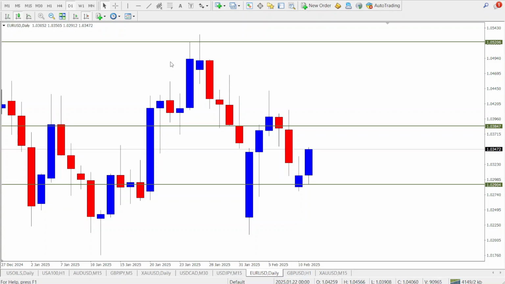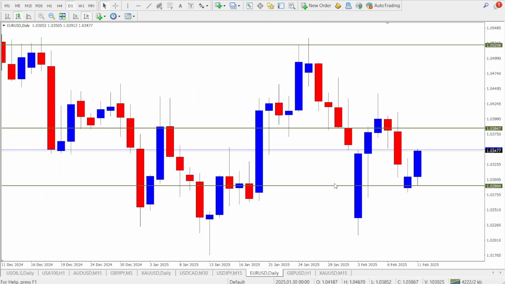Also make use of round numbers. We have psychological levels such as 1.2, 1.5, 1.7, and so on. They often act as strong support or resistance. Round numbers like 1.2000, 1.5000, 2.0000, 2.1000, all those round numbers often act as strong support or resistance. Finally, confirm with volume. Higher trading volume near these support or resistance levels adds credibility.